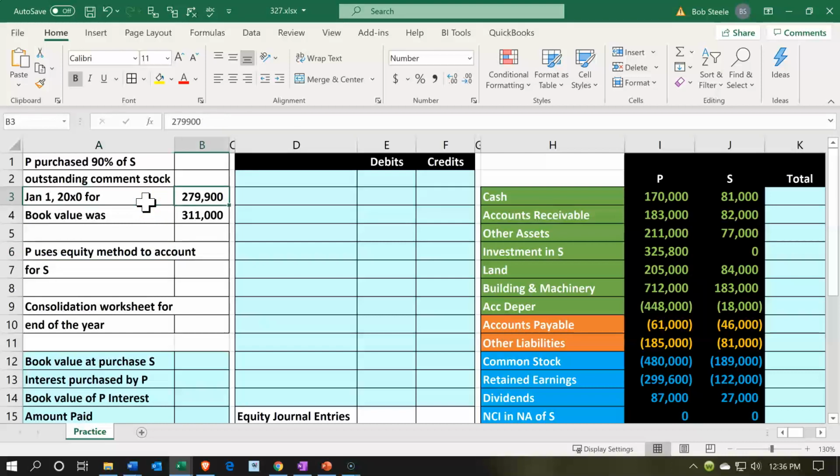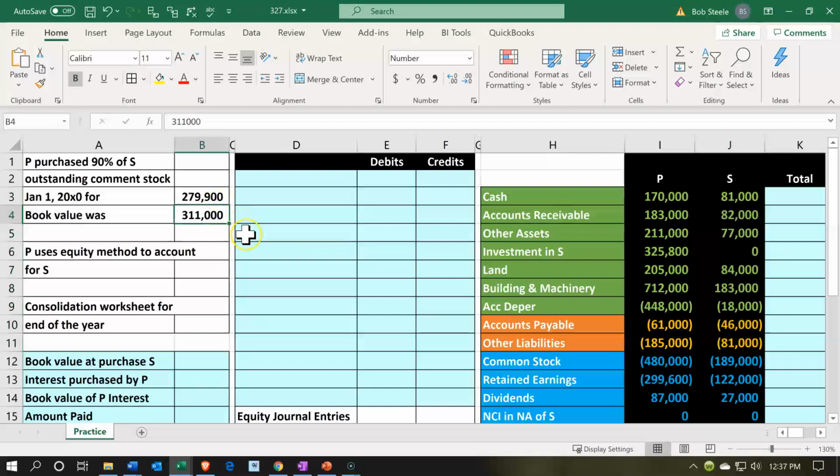The purchase price at that beginning point, year 0 basically, $279,900. The book value was $311,000. In other words, assets minus liabilities at the point of purchase, $311,000. That's not going to equal the subsidiary's assets minus the liabilities here because we've had a year's worth of data. But if we were to say assets minus liabilities or add up the equity section at the point of consolidation, then the idea being that that would be the book value at that point in time. And the purchase, so that's the 311.